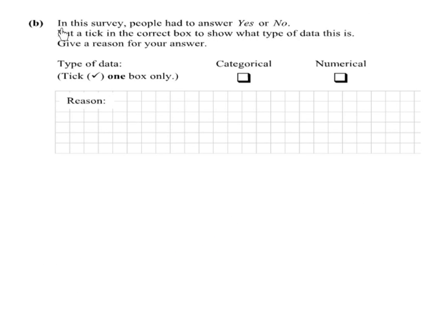Part B. In this survey, people had to answer yes or no. Put a tick in the correct box to show what type of data this is. Give a reason for your answer. So, type of data: categorical or numerical. Tick one box only and then give a reason.